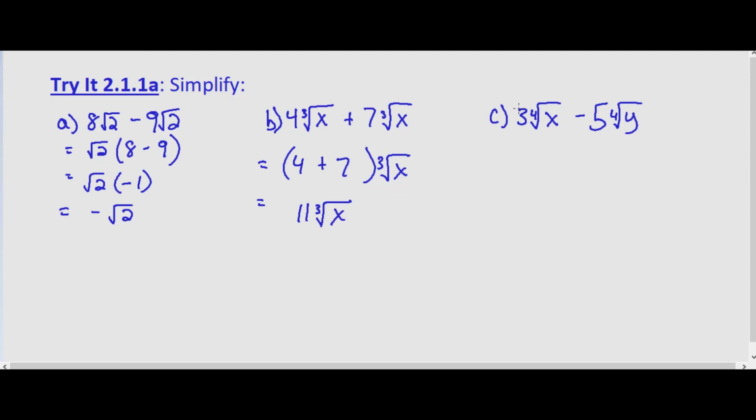Now last but not least, we have part C, 3 times the fourth root of x minus 5 times the fourth root of y. Now these are both fourth roots, but what's under the radical is different, x and y, and therefore this is already simplified. There are no like radicals, and therefore we can't factor anything out. And therefore 3 times the fourth root of x minus 5 times the fourth root of y is already simplified.